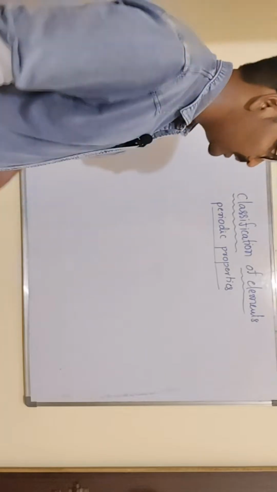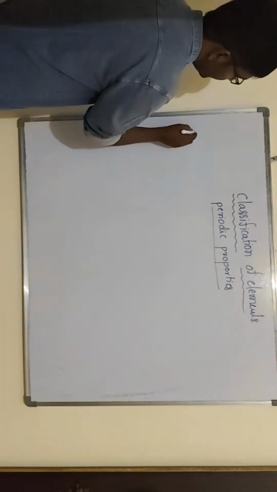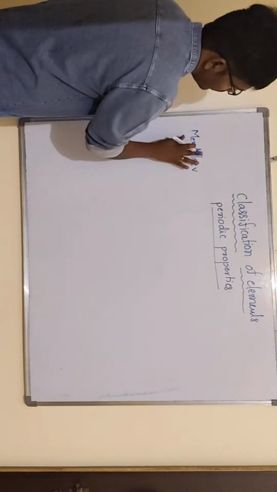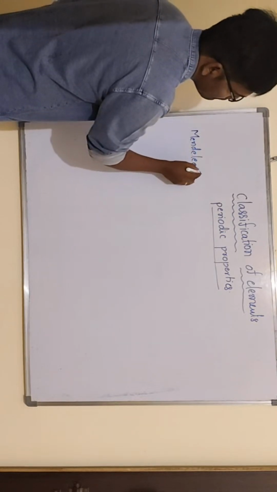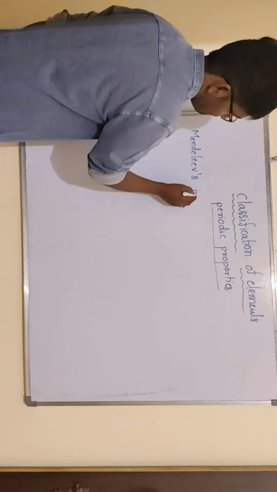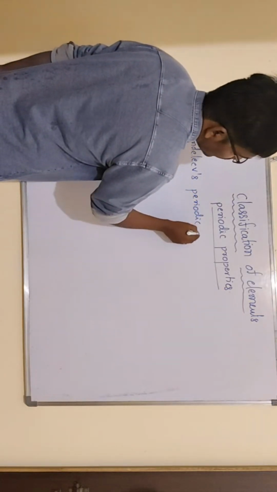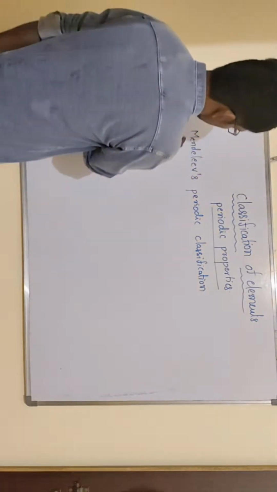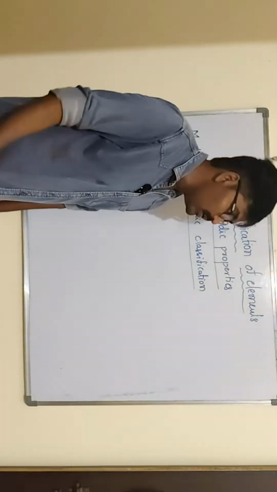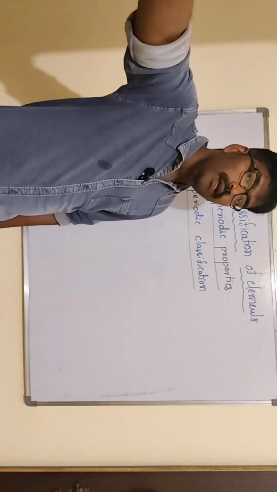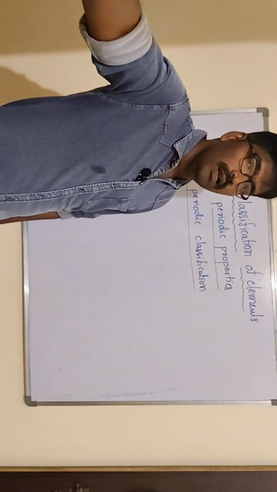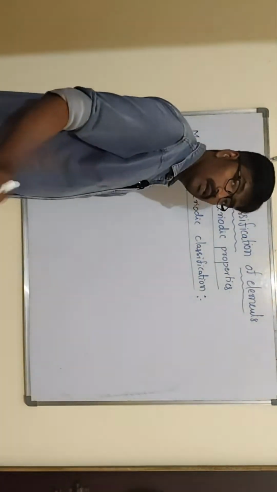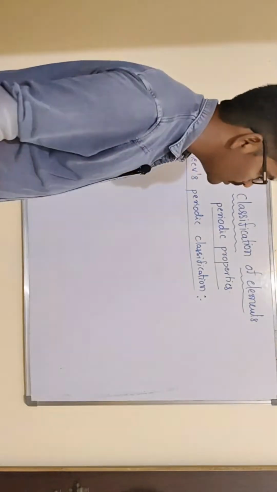Mendeleev's periodic classification. Look at all of you, before the modern periodic table, this is the most important periodic classification. Even in this classification, he arranged elements based on their atomic masses only.